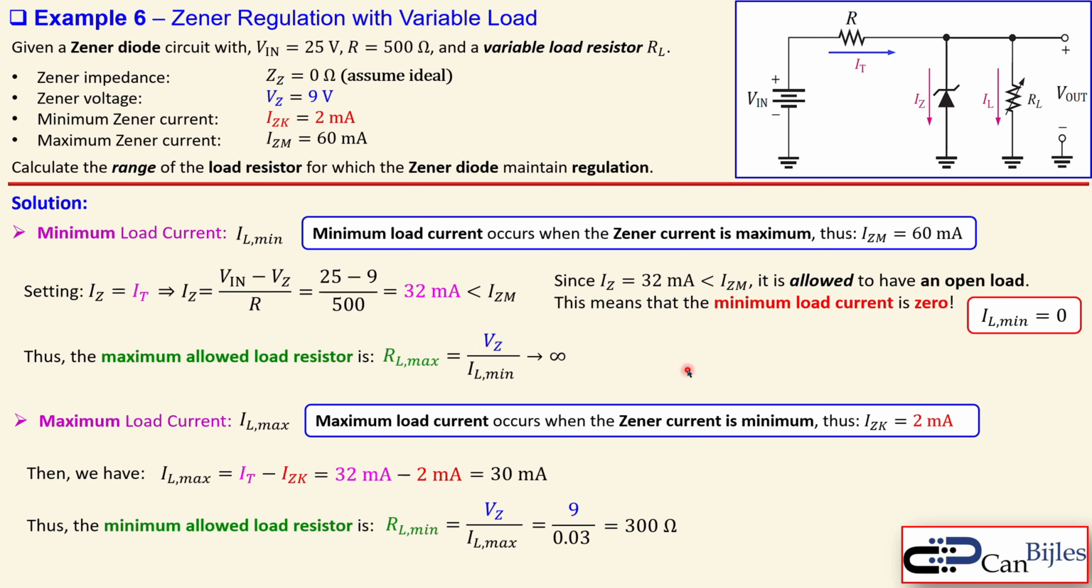So it is now between infinite and 300 ohms. That means the RL must be larger than 300 ohms. That is actually the conclusion for this example.